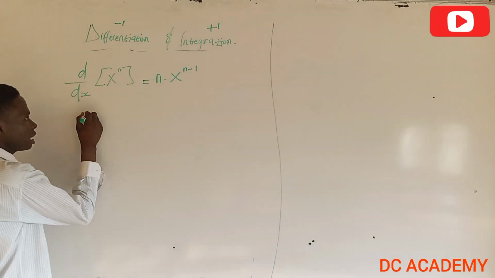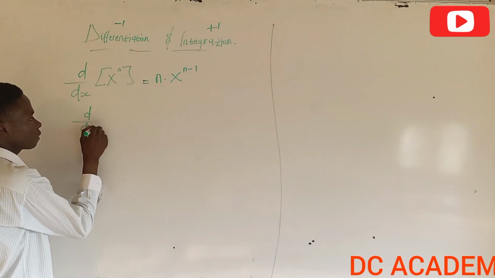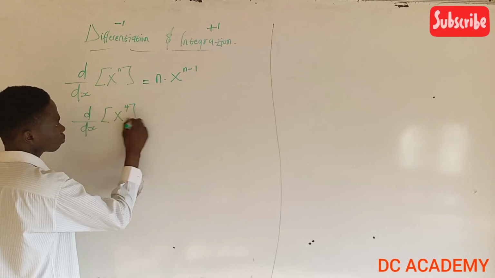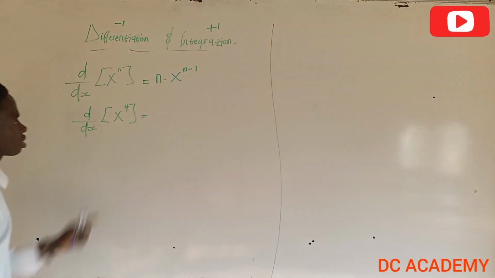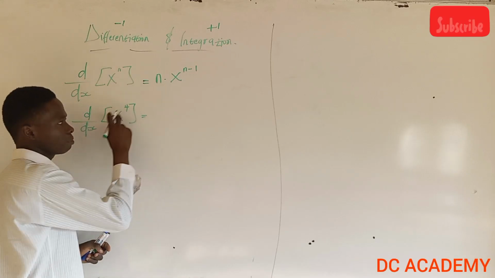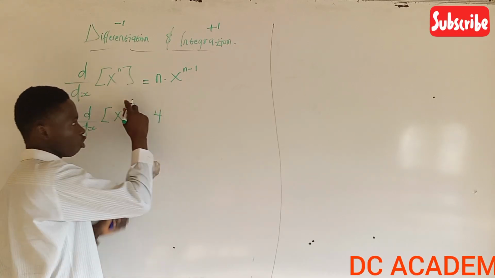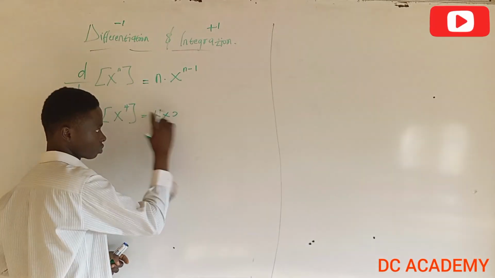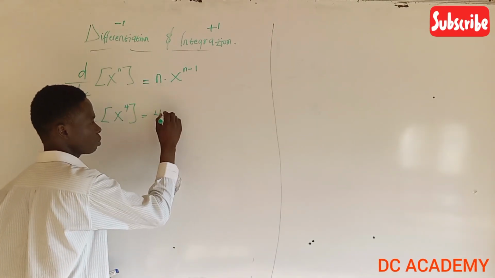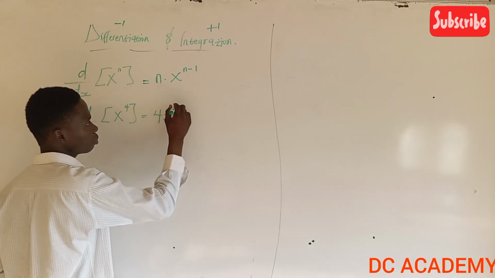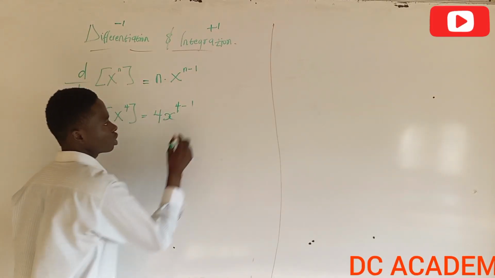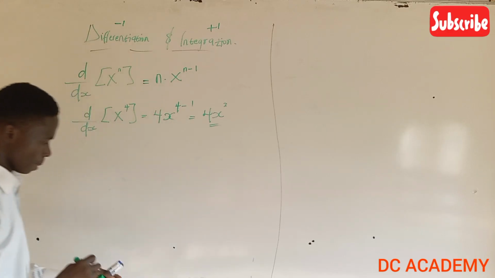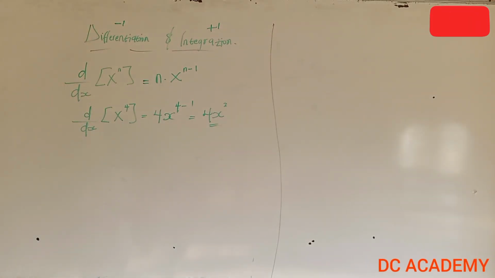This is what differentiation means. So if you have something like d over dx of x to the power of 4, this means 4 times this. The power, 4, times x is 4x. The power will now be 4 minus 1. This is equal to 4x cubed. That is what this actually means.